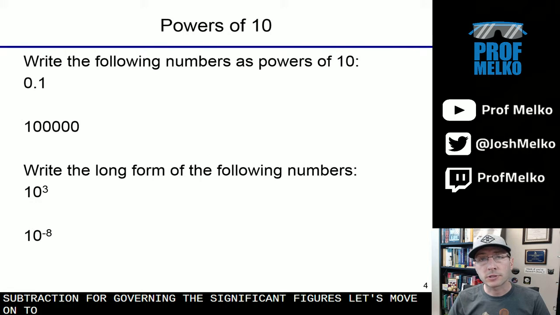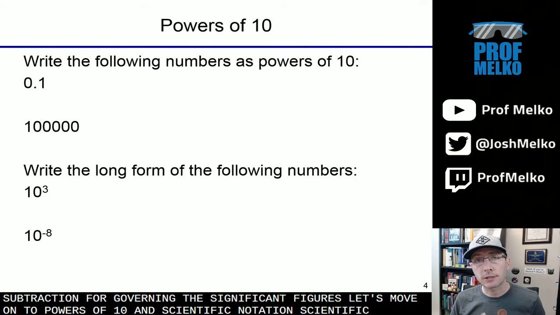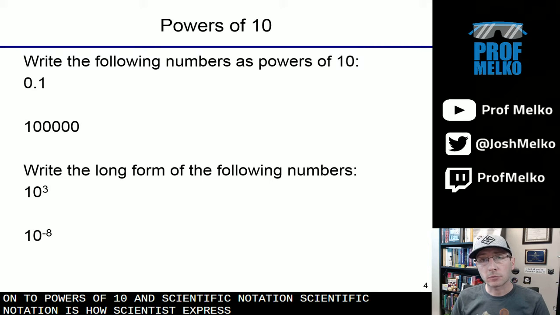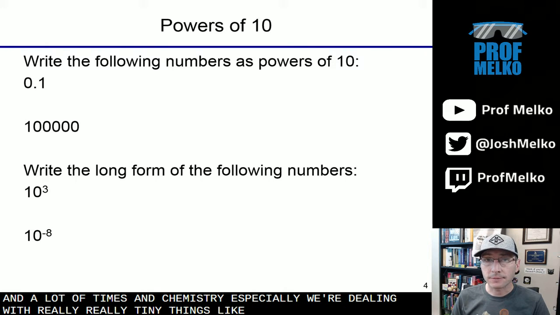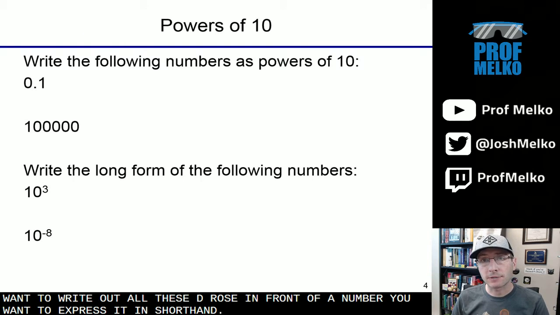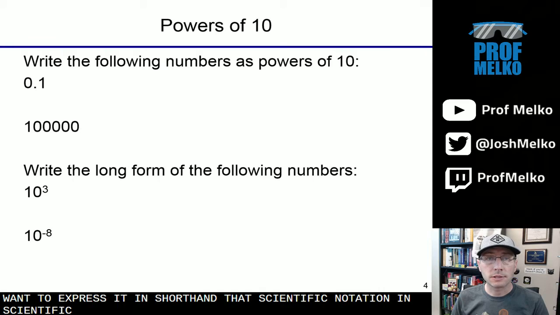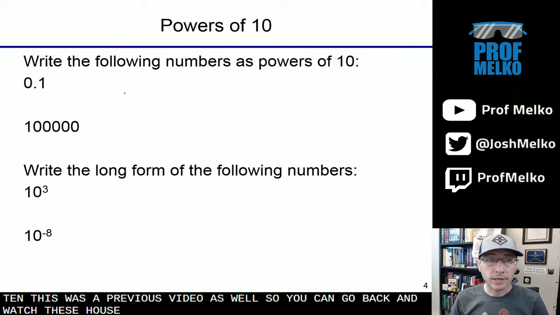Let's move on to powers of 10 and scientific notation. Scientific notation is how scientists express measurements and numbers. A lot of times in chemistry especially, we're dealing with really tiny things like atoms, and you don't want to write out all these zeros in front of a number, you want to express it in shorthand. That's scientific notation, and it depends on us understanding powers of 10. This was a previous video as well, so you can go back and watch these concepts. For now, let's just jump into this practice problem.